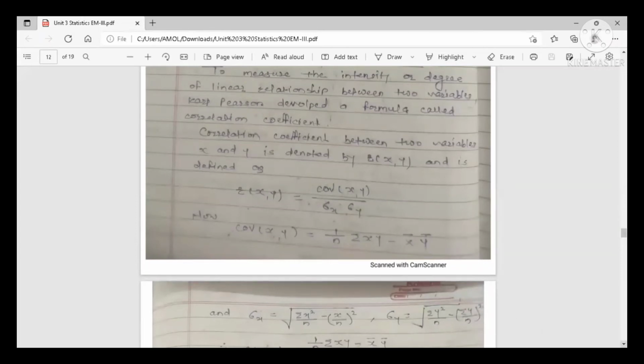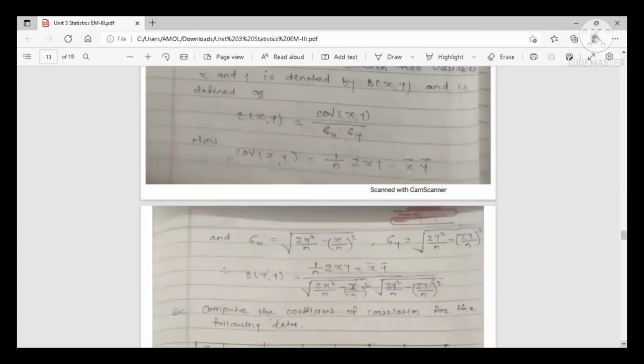Now sigma x and sigma y. Sigma x is the standard deviation for x, and the formula is, it is equal to under root summation x square upon n minus summation x upon n whole square, and standard deviation of y is equal to under root summation y square upon n minus summation y upon n whole square. Okay, so these are the results to find the coefficient of correlation.